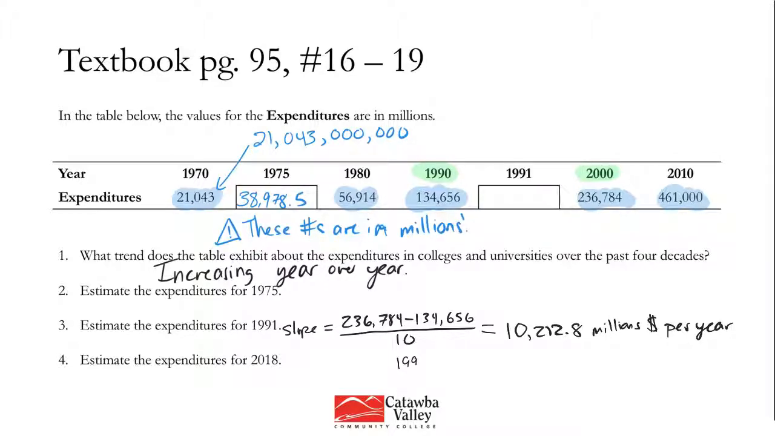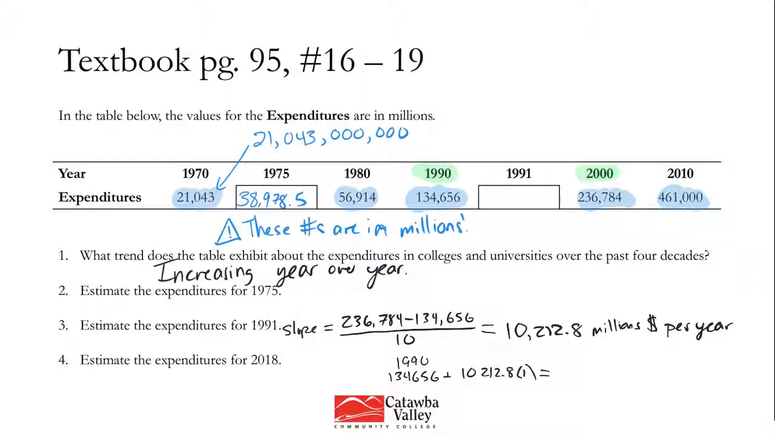And so to find the value in 1991, we would take that slope and add it to what we had in 1990. So 134,656 plus 10,212.8. And technically it's multiplied by 1 because it's 1 year above 1990.